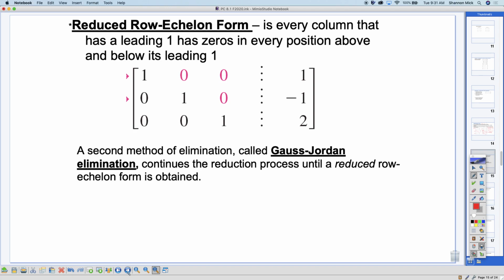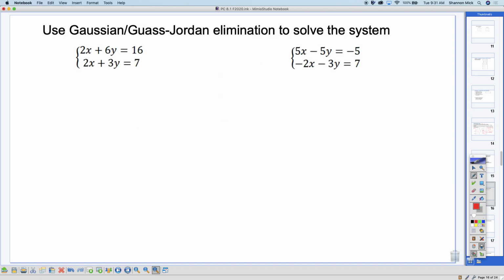People go, oh, I gotta do reduced row echelon form. Reduced row echelon form is not a procedure. It is an answer. It's the form your answer is in. Like, I don't do y equals mx plus b, do I? That's the equation of a line. It's a different form. It's not a procedure. Okay, so use Gauss-Jordan elimination. We are only doing Gauss-Jordan elimination. That's what we are doing. Got it? Yeah.